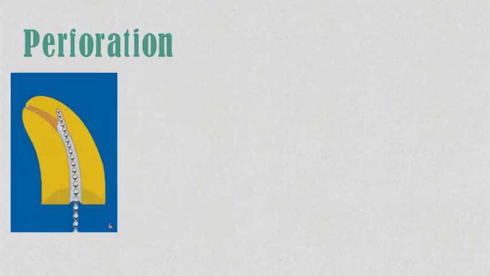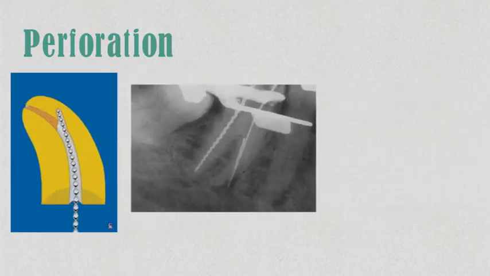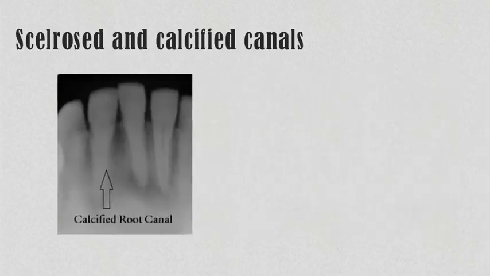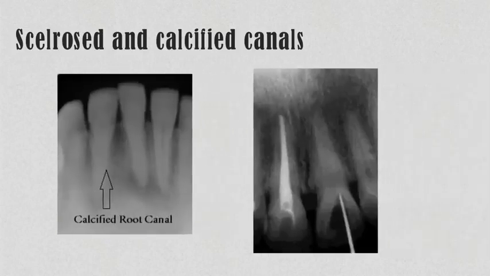Perforation. Sometimes instruments may accidentally perforate the root during filling. This is a particular risk when the root of the tooth is very curved or has a sudden twist. Management depends on the size and the location of the perforation. Sclerosed and calcified canals. If a canal becomes sclerosed, it presents a challenge when performing a root canal.